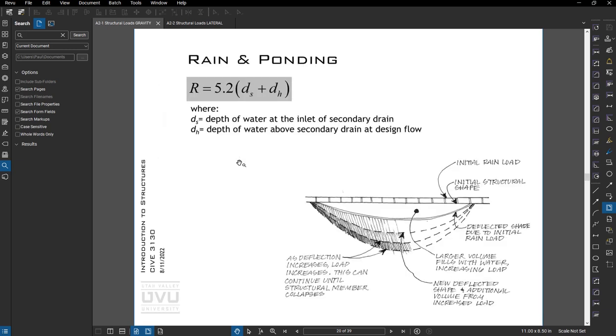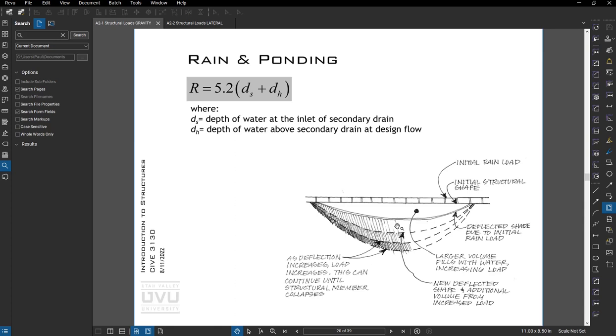Okay, rain matters sometimes. Ponding is a phenomenon where the roof gets loaded, it deflects. Additional water can flow into that deflected shape, which causes it to deflect more. More water can fill in, which makes it deflect more. More water comes in until it collapses. Usually flat roofs, like on Walmarts, have this type of propensity.